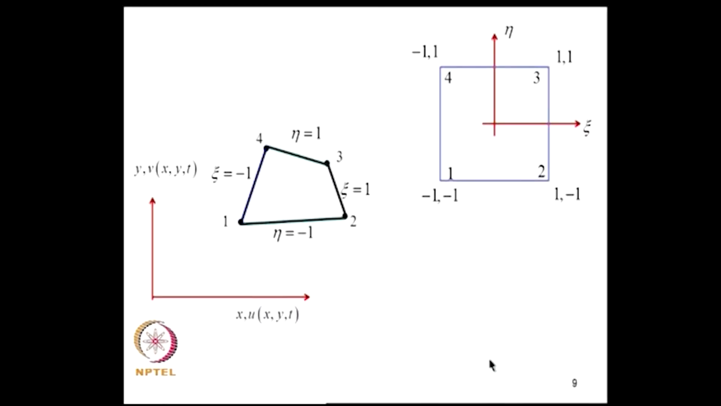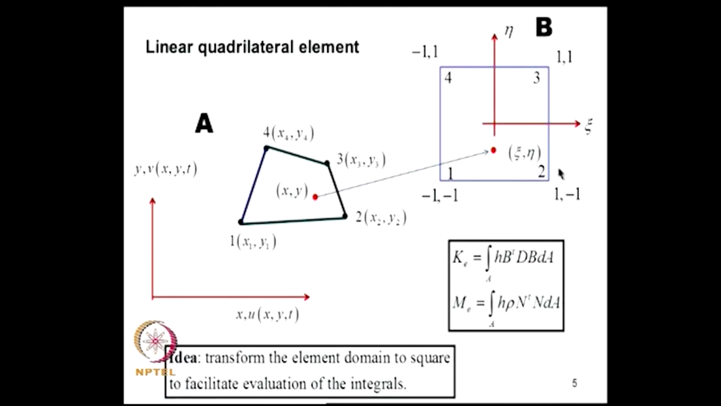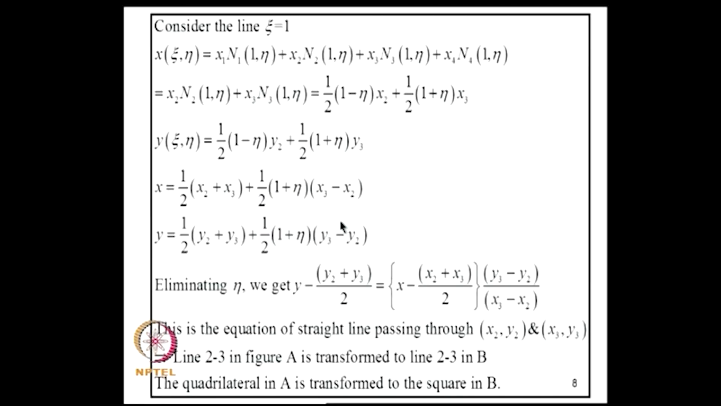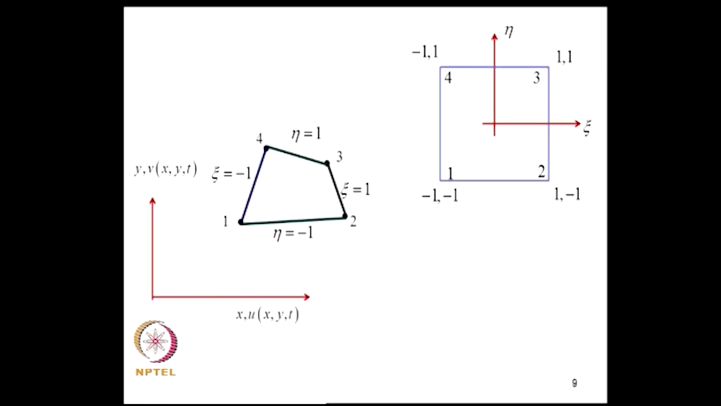That means 2 3 is mapped to 2 3 here. So, we can summarize this. This is the line 2 3 which comes here, psi equal to 1. Eta equal to 1 is this line, it comes here. Psi equal to minus 1 is this line, it comes here, and 1 2 is eta equal to minus 1, that comes here. So, that means that this quadrilateral is getting mapped to this through the transformation that we are proposing.